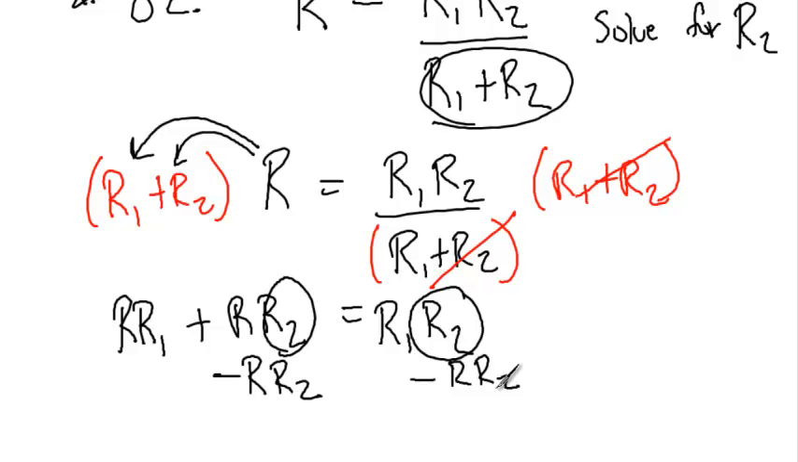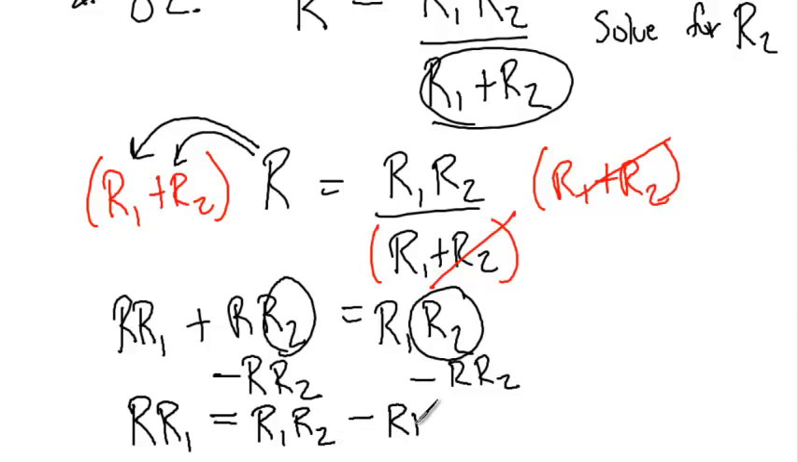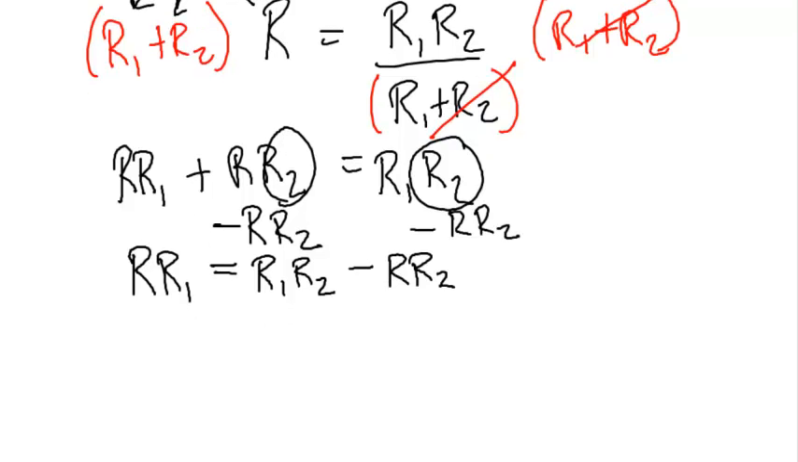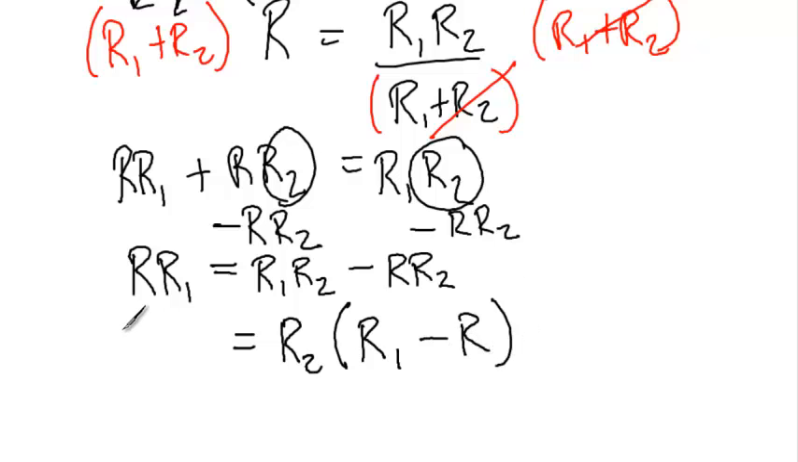Okay? That's going to leave us with R1 equals R1, R2 minus R2. So now that we have both of our R2s on one side, we can factor out an R2. So we're going to have R2, and left behind is R1 minus R. And here we still have R1.